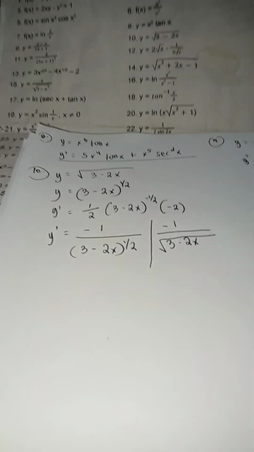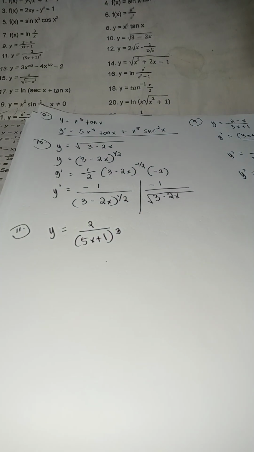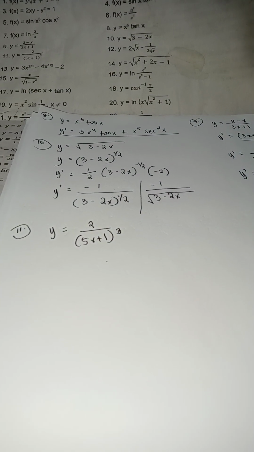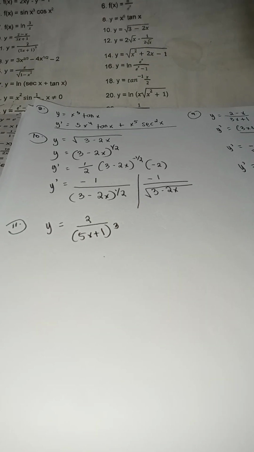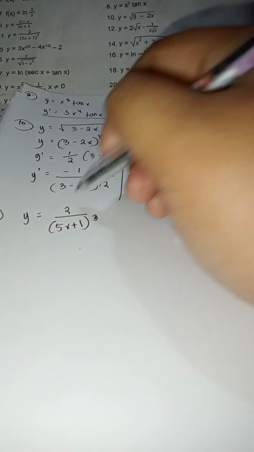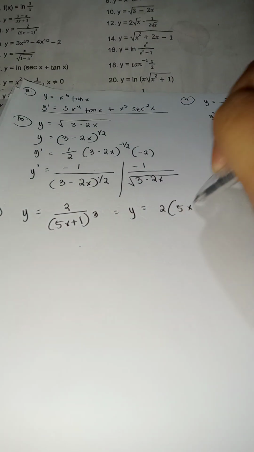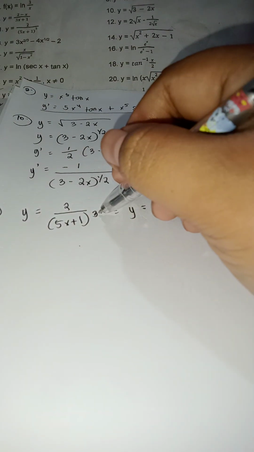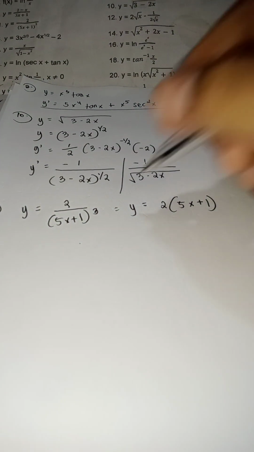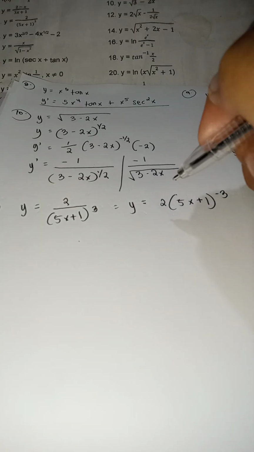So, it's up to you where you're comfortable. So number 11. y is equal to 2 over (5x + 1)^3. So let's rewrite using a negative exponent, since this is a whole number. So y equals 2 times (5x + 1) to the negative 3. Since the 3 is in the denominator, we are going to put it in the numerator. So we apply the chain rule for that.